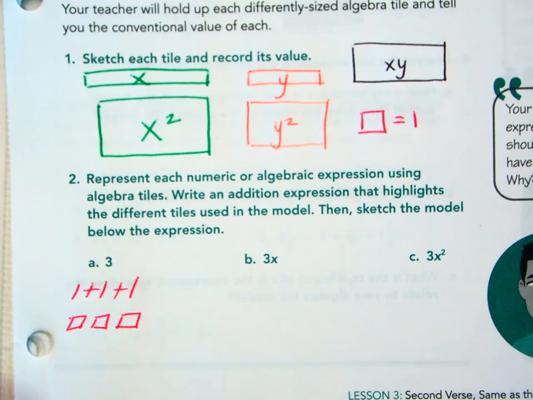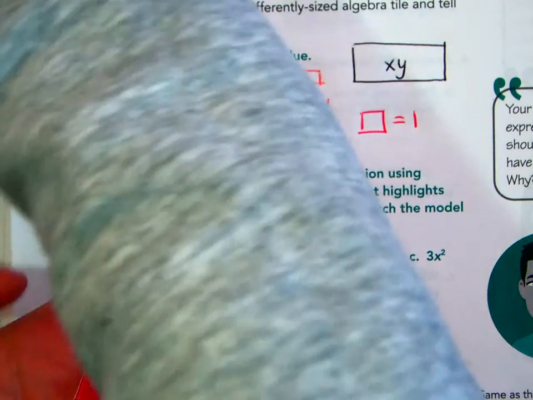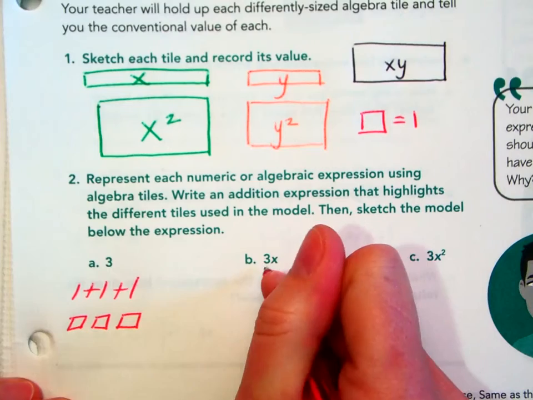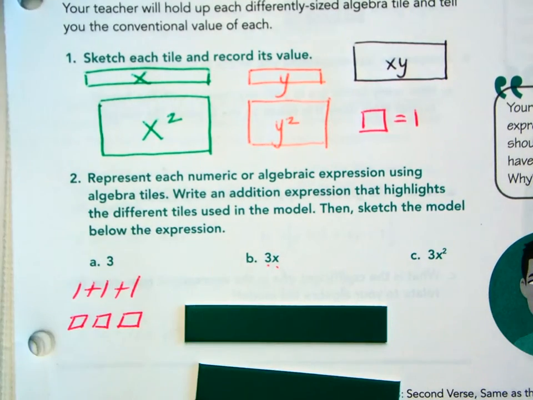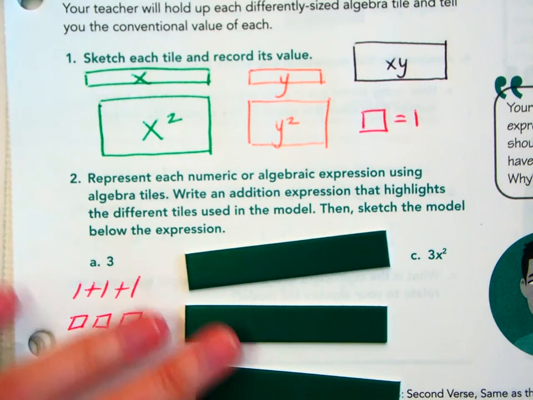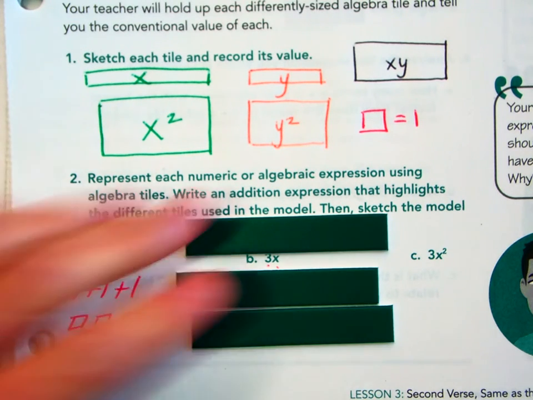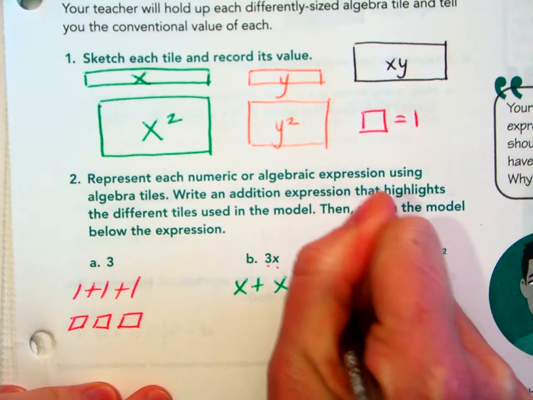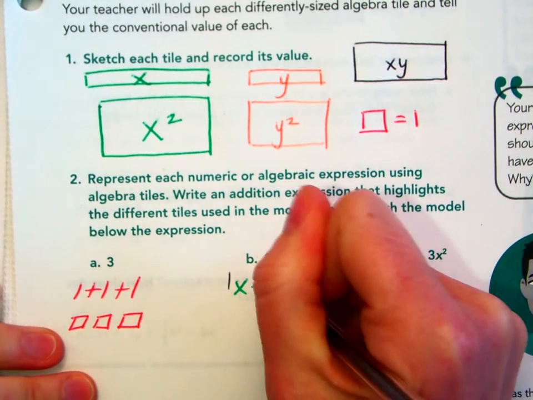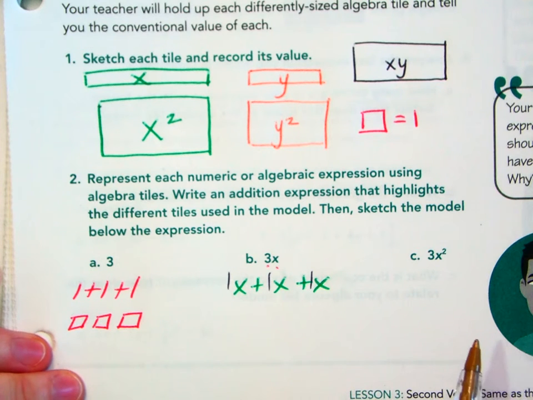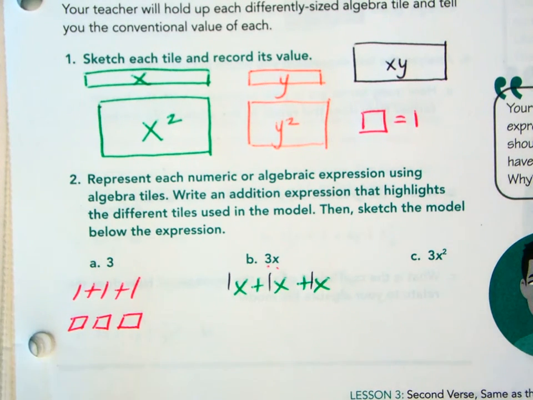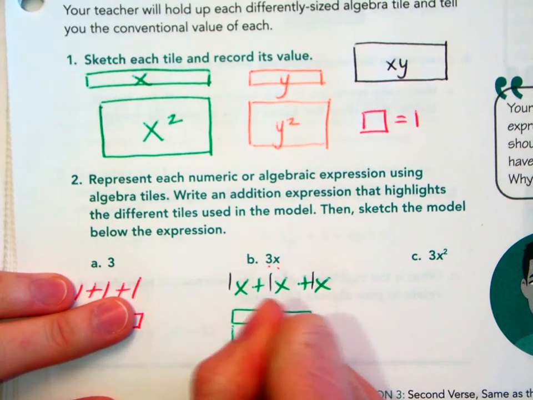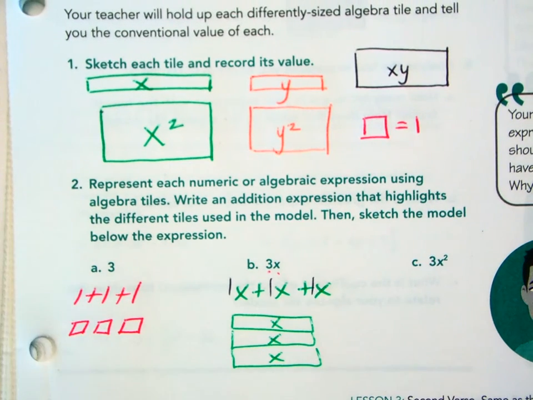3x. 3x is not 3 of these red ones times a green one. It means that I literally have 3 of these. 1, 2, 3. So that addition sentence is x plus x plus x. That's because the invisible coefficient here is 1, 1, 1. When you're combining like terms, you're adding the coefficients as long as the variable is the same variable to the same power. The model for this: x, x, x, 3 x's.